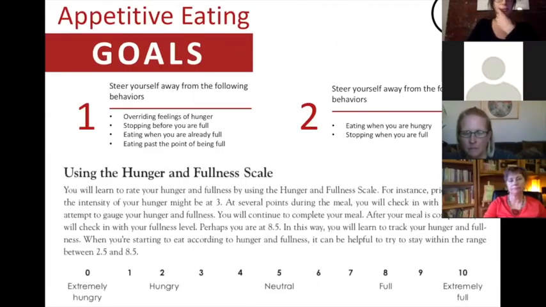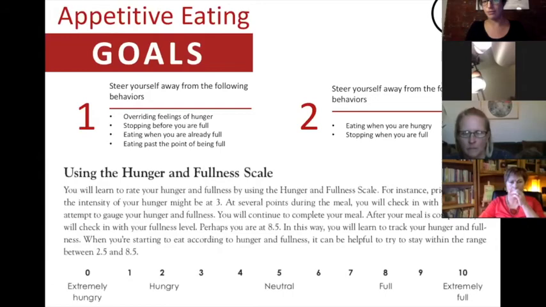This is an example of a little excerpt from one of our appetitive eating handouts, where there's this hunger and fullness scale. And we start defining behaviors in the appetitive portion of RAE as behaviors not consistent with recovery: overriding feelings of hunger, stopping before you're full, eating when you're already full, and eating way past the point of being full. So those are the behaviors that we want to try and shape with reinforcement. And then what you want to steer towards is eating when you're hungry and stopping when you're full.